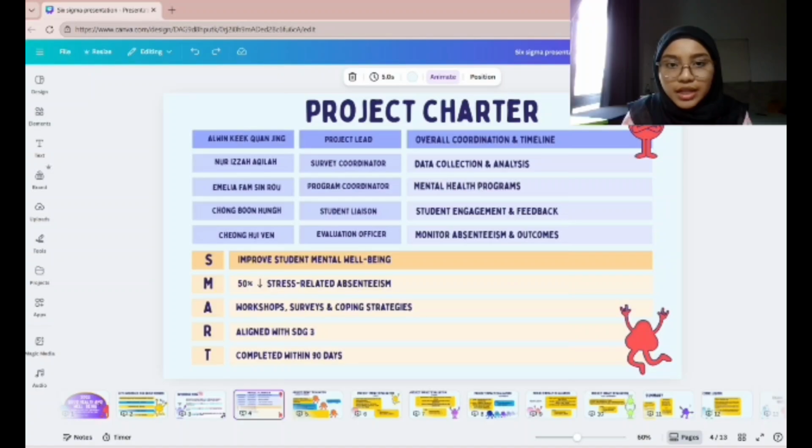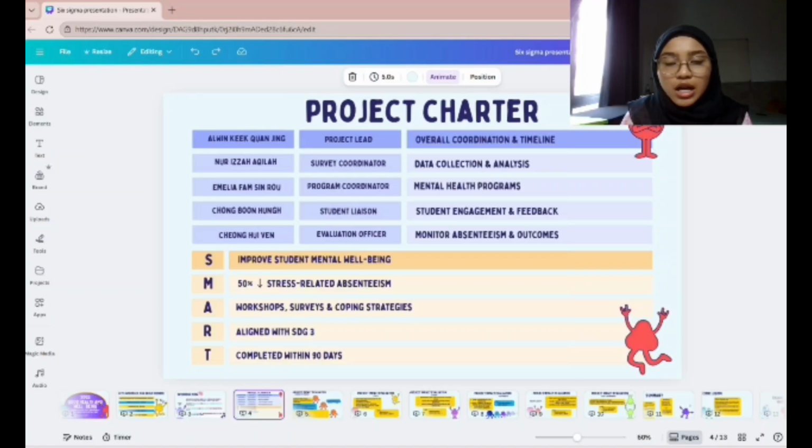Next, I will briefly explain our team roles and responsibilities. Our project lead, Alwin Kit Kwanjing, oversees the entire project execution by guiding daily activities, managing the team, and ensuring all tasks follow the project timeline. I, Noriza Akila, serve as the survey coordinator responsible for designing and conducting surveys, analyzing data, and ensuring the accuracy and integrity of the results.